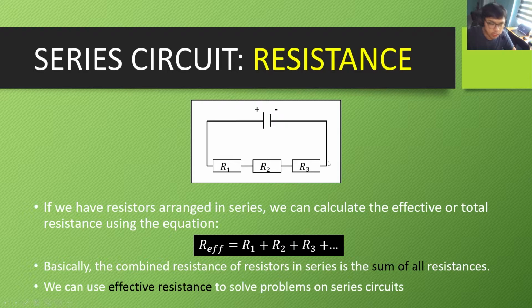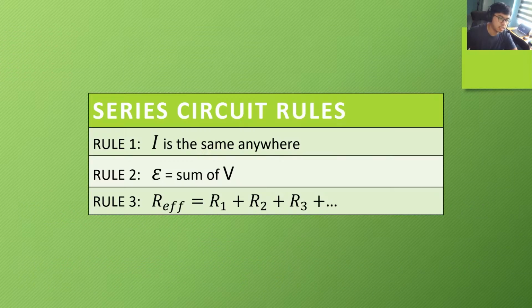What is rule number 3? Rule number 3 is basically a rule for the resistance. This is something that we looked at in the previous chapter as well, so I can quickly go through this one. So if you have resistors in series, if you want to find the total resistance, basically all you have to do is just to add them up all together, and that will give you the total resistance, also known as its effective resistance.